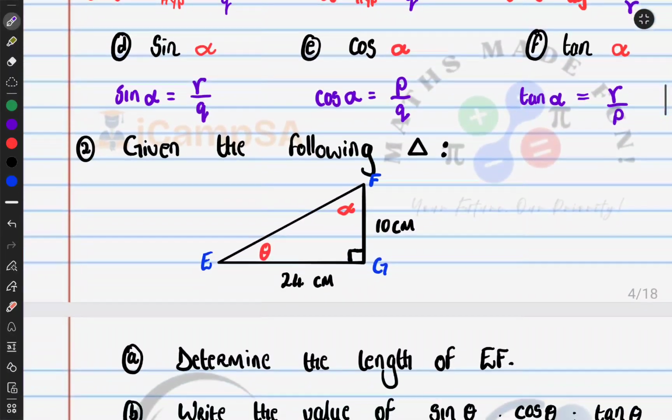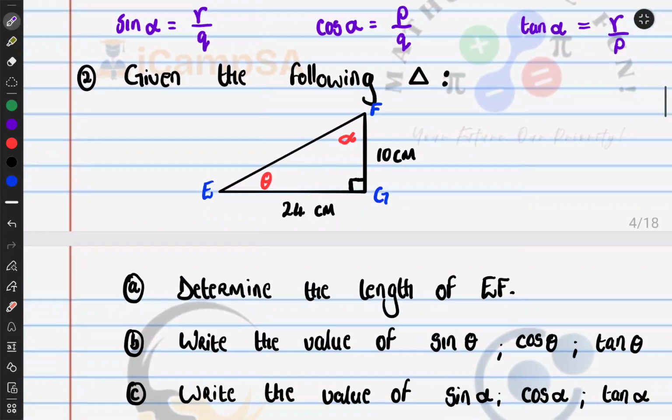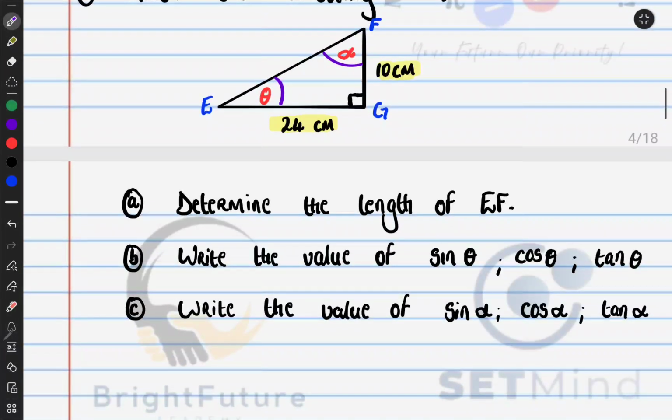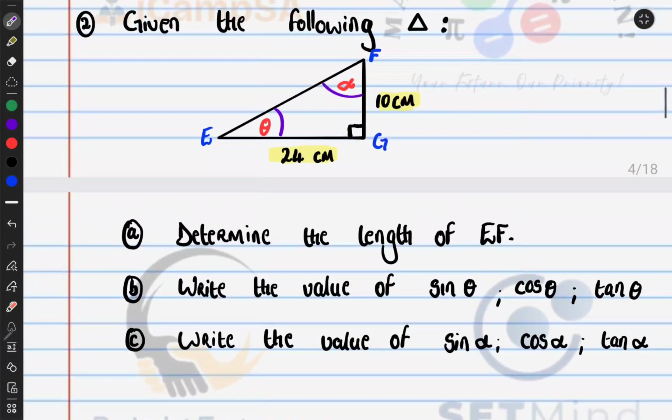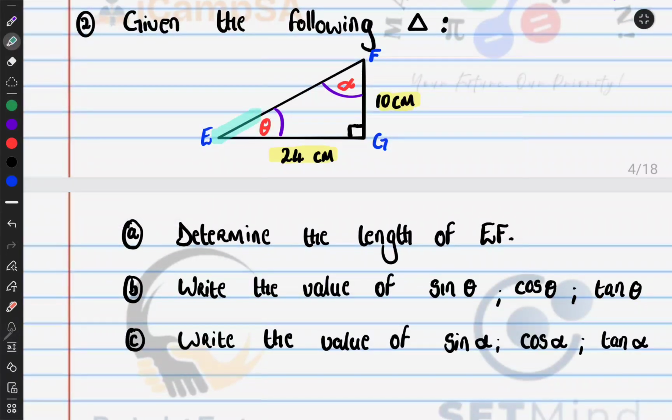Okay, and then next, let me see. We are given the following triangle. This triangle has the sides 24 centimeters and 10 centimeters, and it has the angle alpha there and the angle theta there. We are asked to determine the length EF. This length here, the length of this side.